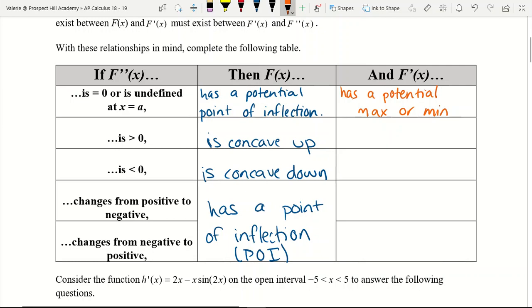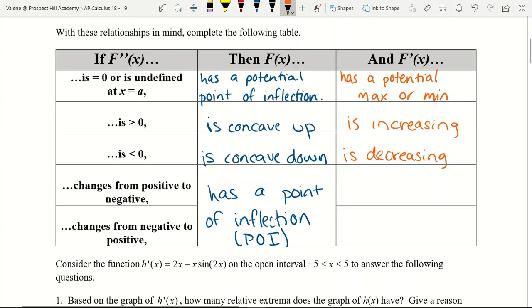If f double prime of x is greater than 0, then f prime is increasing. If f double prime of x is less than 0, then f prime is decreasing. And if f double prime changes from positive to negative, f prime has a relative max. And if f double prime changes from negative to positive, f prime has a relative min.